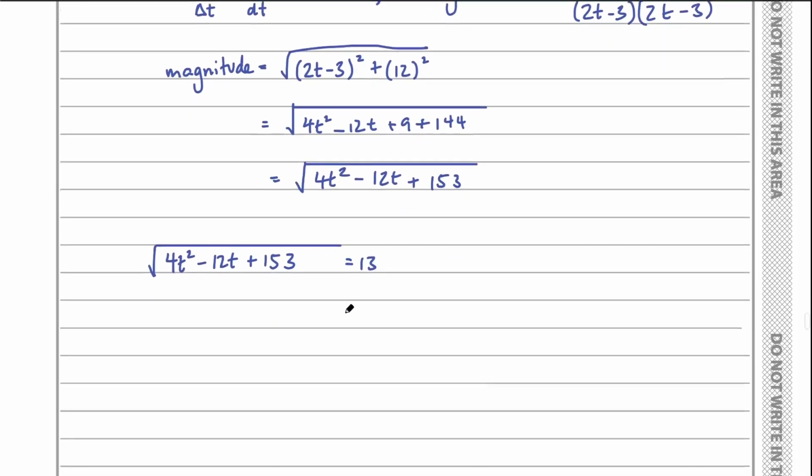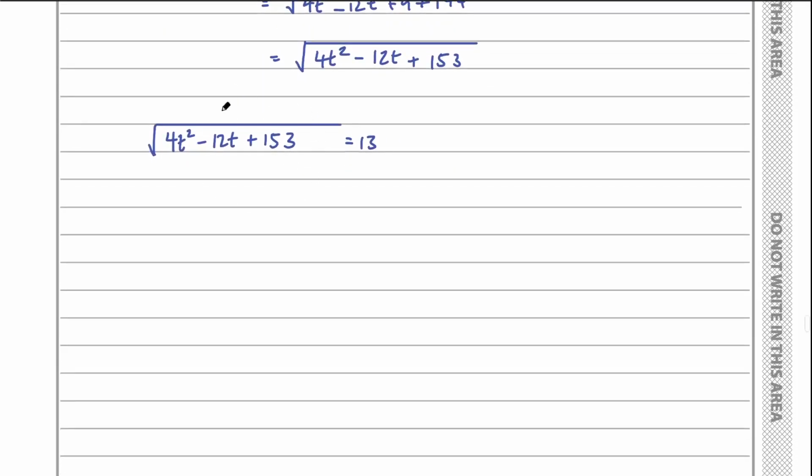So hopefully that makes sense. And then we can go ahead and solve this for t. So the first thing I'd do here is square both sides. So we'd have 4t squared take 12t plus 153 equals 13 squared, which is 169. And then bring that constant over to the left-hand side.